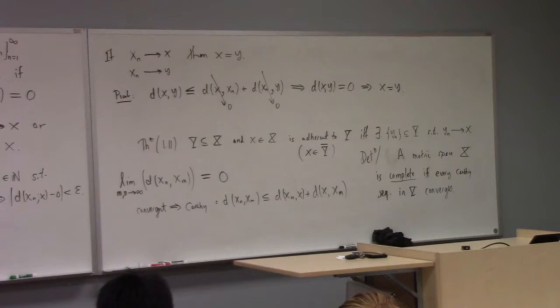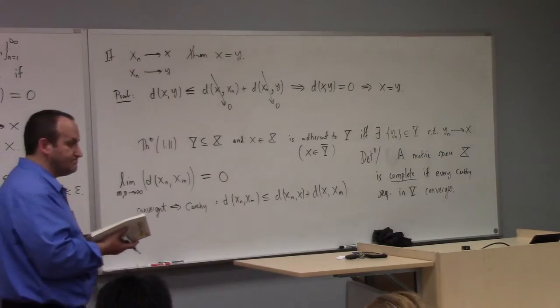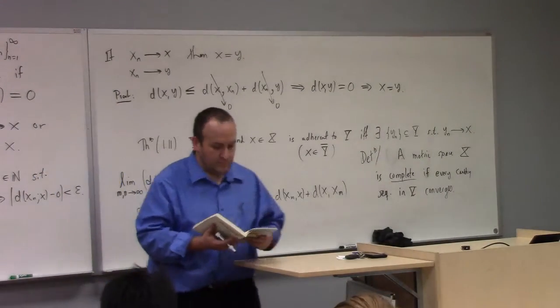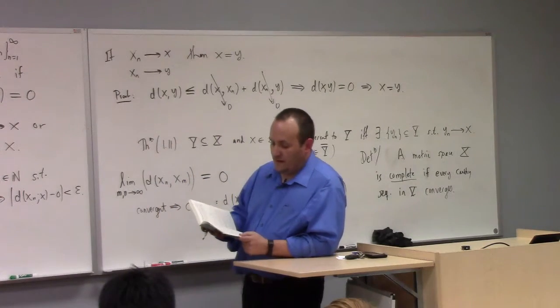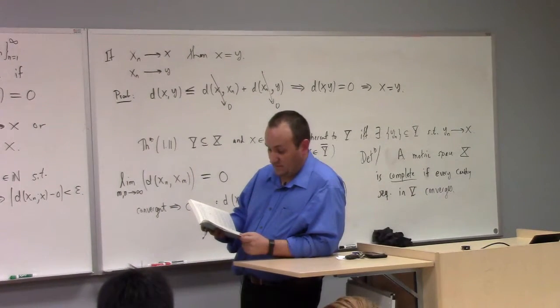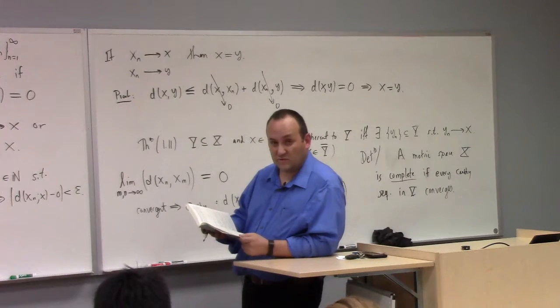So I'll read you the major theorems in here. A closed subspace of a complete metric space is complete. And also, a complete subspace of a metric space X is closed. So complete subspace implies closed.